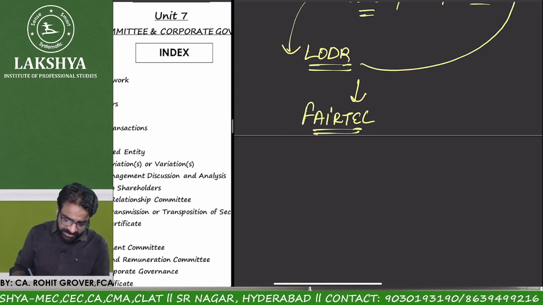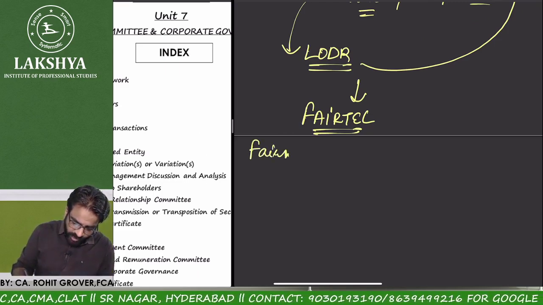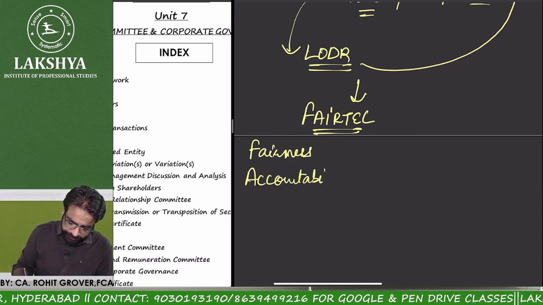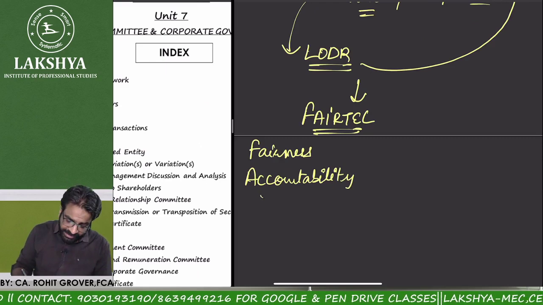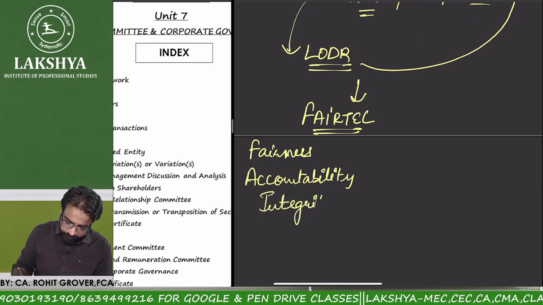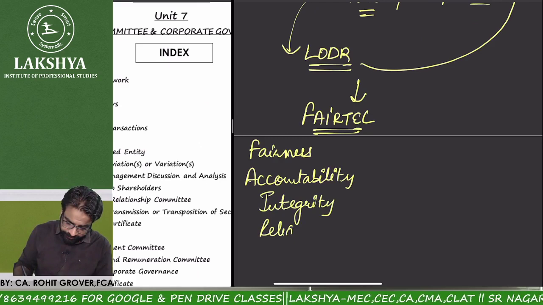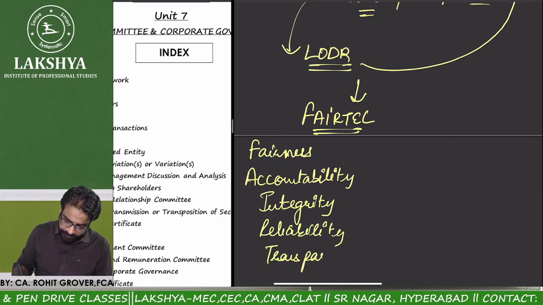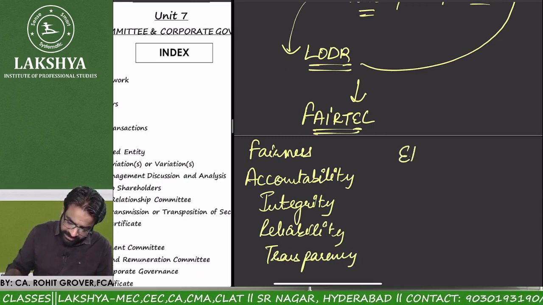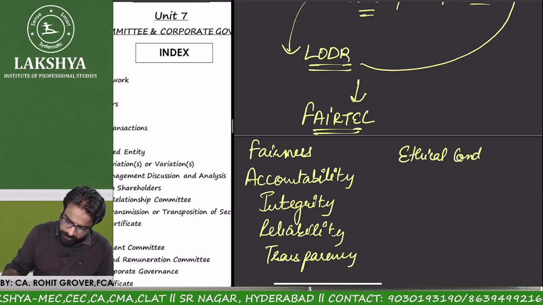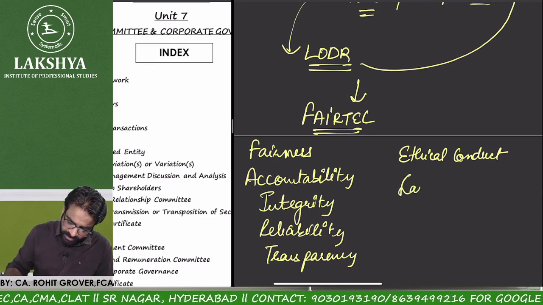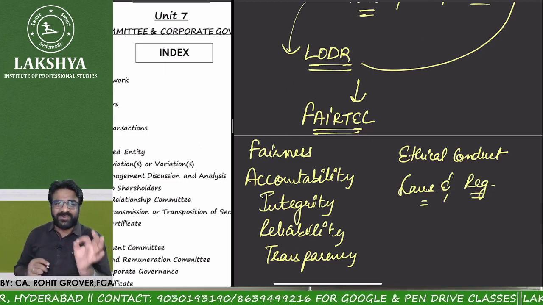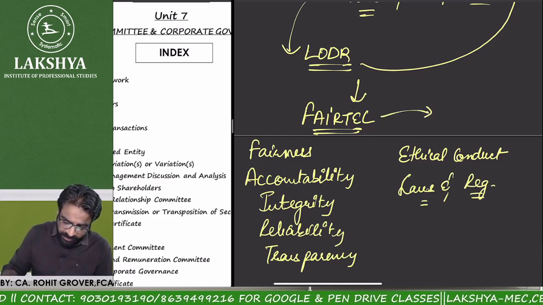SEBI expects from its listed companies to be fair, to show the fairness. Are you getting the point? To show the accountability, to show the integrity, to show the reliability, to show the transparency, to show ethical conduct, and to show the compliance of laws and regulations. Are you getting the point or not? This is what the definition of fatal, and fatal is nothing but called what?